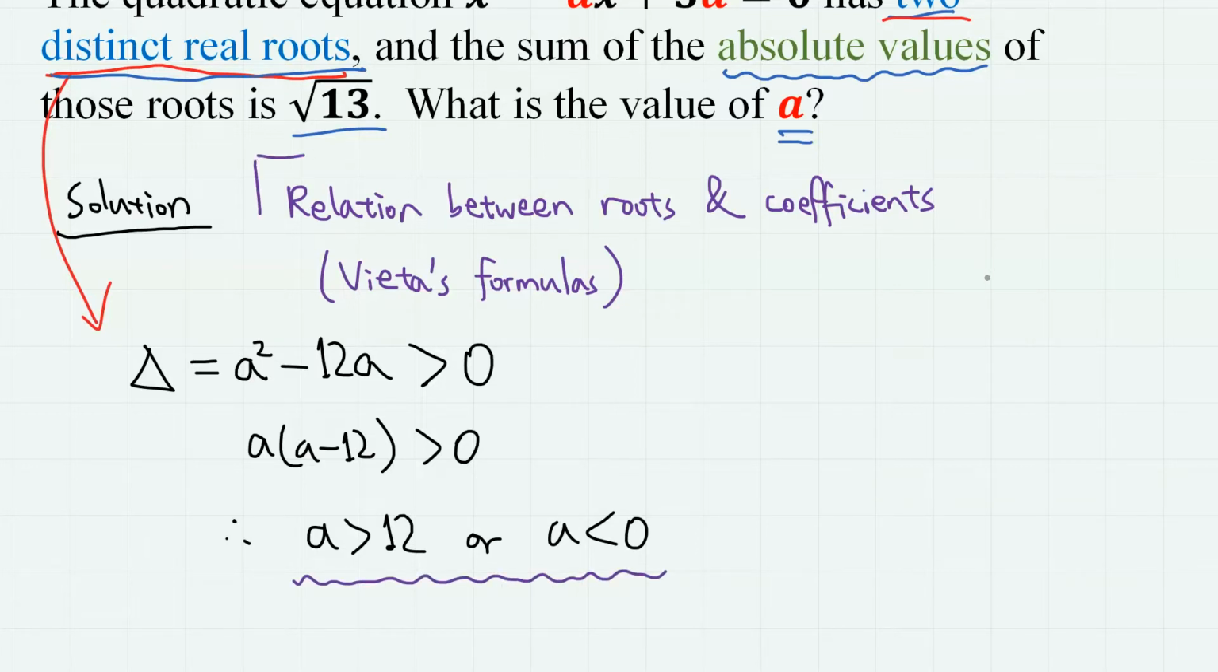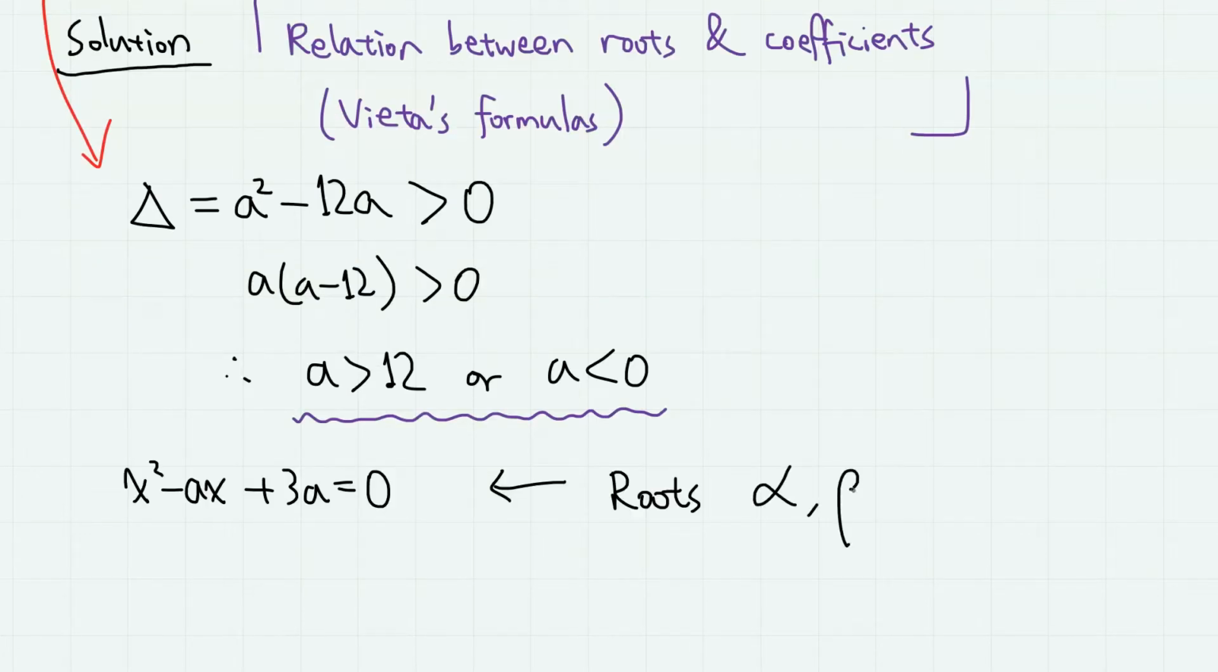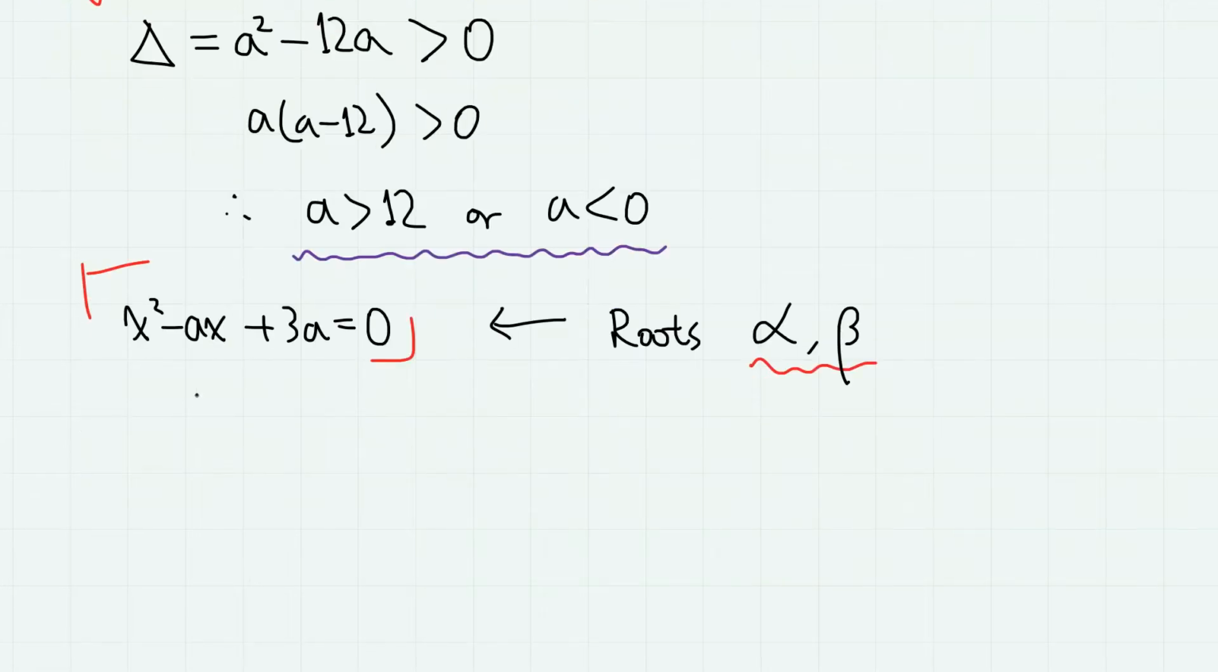Now let's move on to the relation between roots and coefficients part. Let alpha and beta be the two roots of the given quadratic equation. Then by the relation between roots and coefficients, alpha plus beta is a and alpha beta is 3a. So this is our second condition related to a.